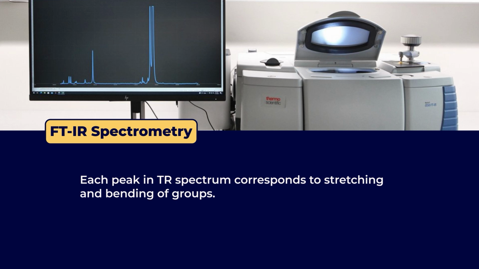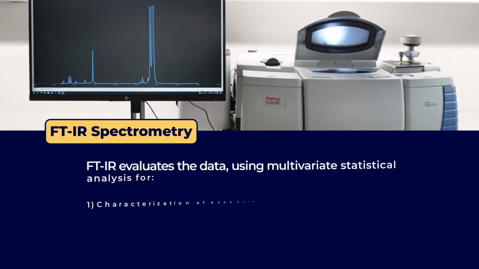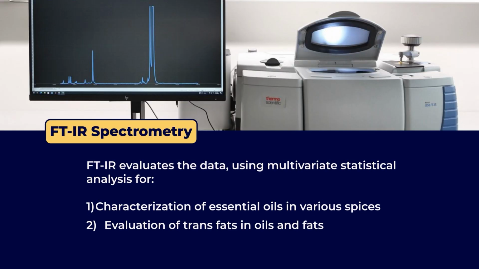So the IR spectra is from 400 centimeter inverse to 4000. On the higher side is stretching, on the lower side is bending, because the vibration can be stretching and bending. Each peak in the IR spectrum corresponds to stretching and bending groups. The IR spectrum consists of bands; for example, proteins, carbohydrates, lipids can all be characterized by FTIR. It evaluates the data using multivariate statistical analysis. That's why it becomes FTIR. So it is used for characterization of essential oils in various spices, and evaluation of trans fats in oils and fats. So it's a very useful technique.